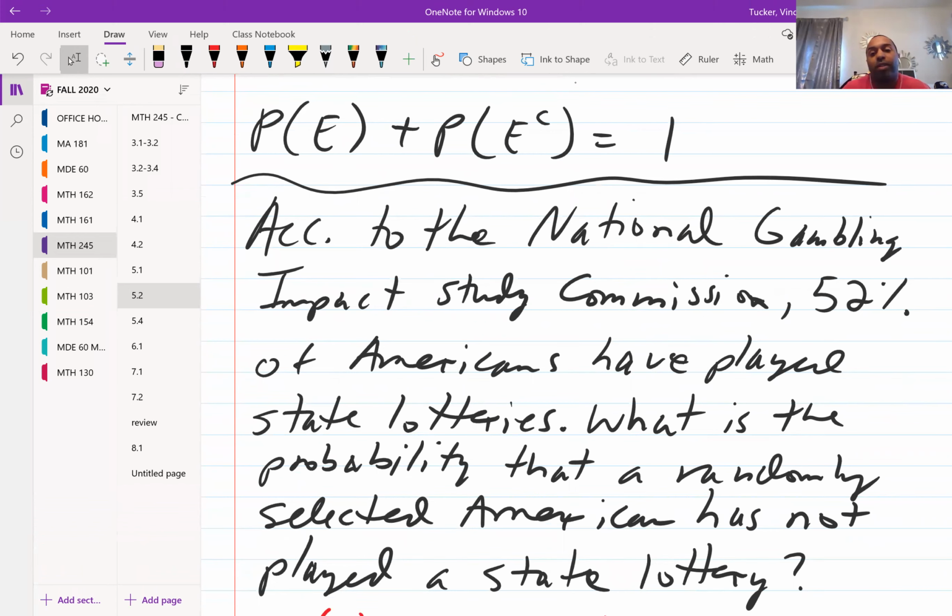All right, so according to the National Gambling Impact Study Commission, 52% of Americans have played state lotteries. What is the probability that a randomly selected American has not played a state lottery?